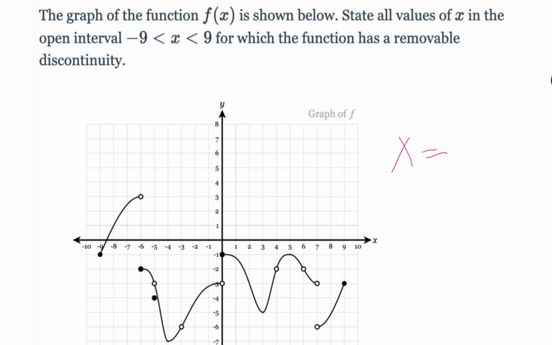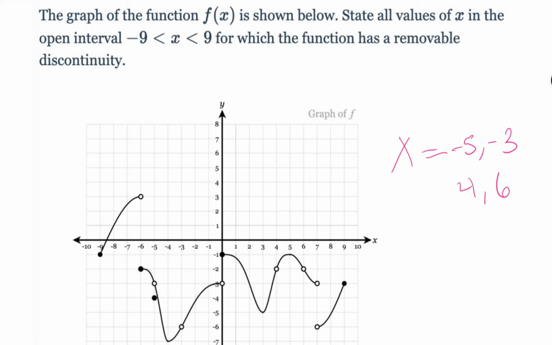All right, so you should have at least tried to figure out what those values are. The removable discontinuities are in 4 locations. So I'm gonna move this over. Oh, okay, it's gonna be at -5. I see one at -3. I see one at 4, and I see one at 6.